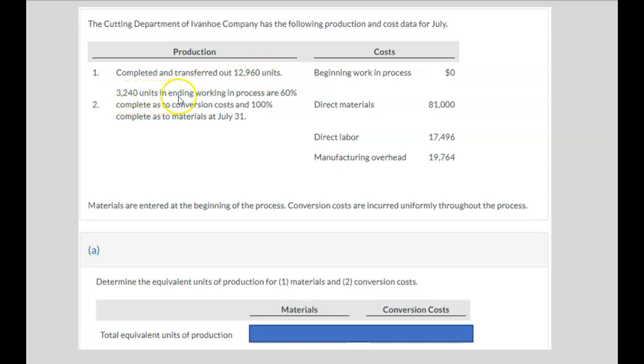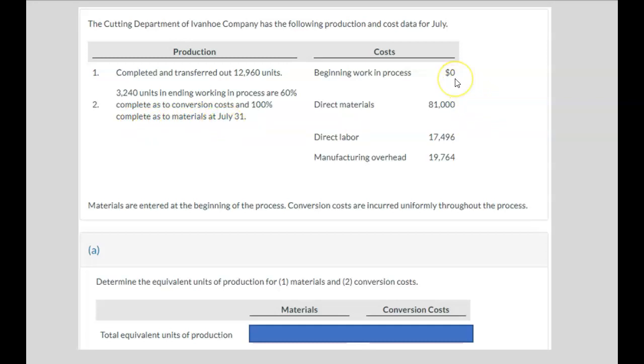3,240 units were in ending work in process. They're 60% complete. Or maybe you could read it just the way it says, 3,240 units and ending working in process. Now, it should be work in process. They're 60% complete as to conversion cost and 100% complete as to materials.